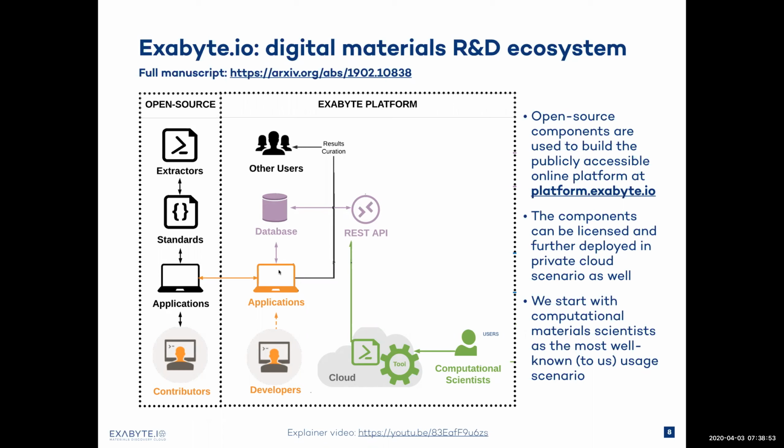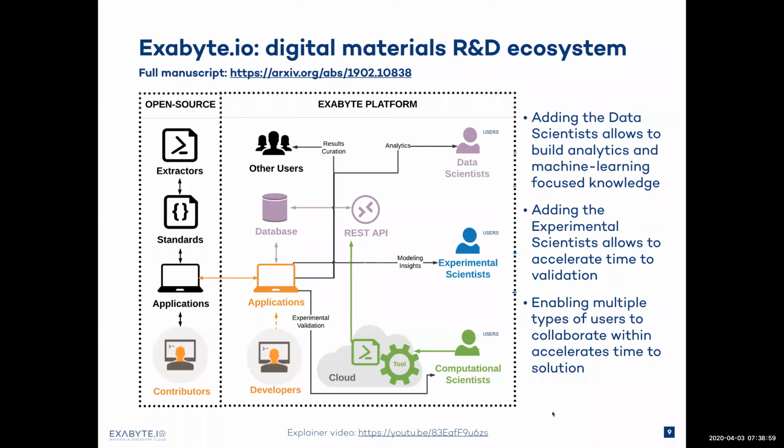a database and can be accessed by the community that might not necessarily be computational sciences. Adding the data sciences to this picture allows to build data analytics on the data that computational sciences generate. And adding the experimental researchers as well allows to accelerate time to validation. They can see the results that computational sciences produce, they can collaborate, they can communicate with each other.